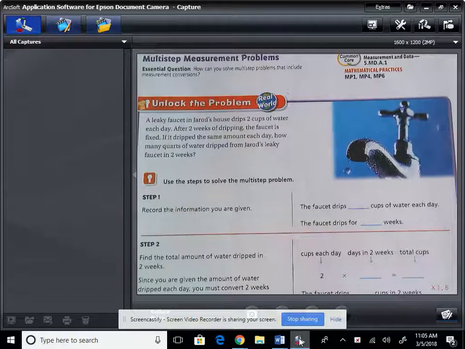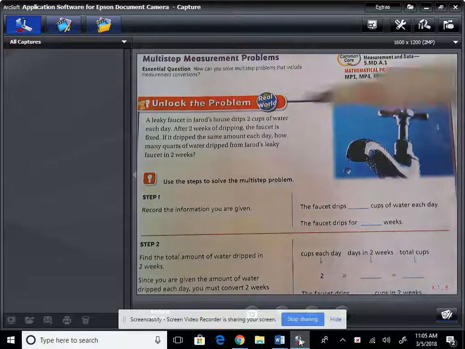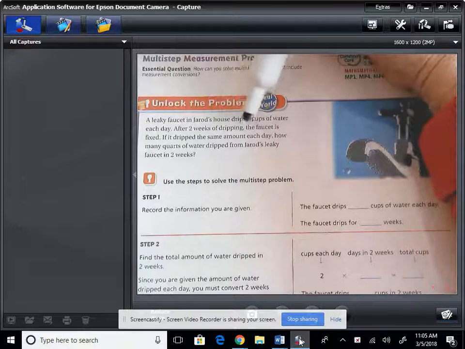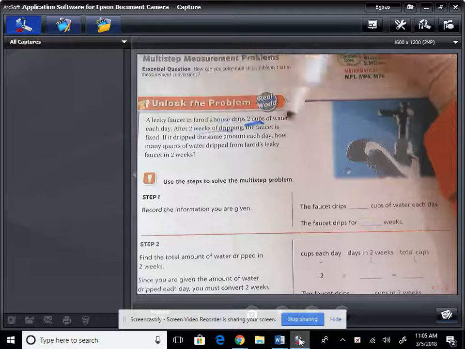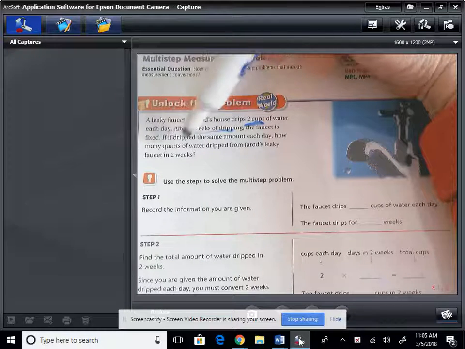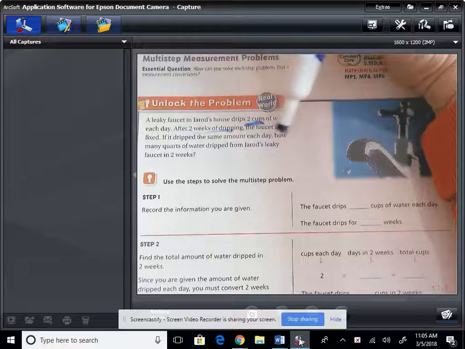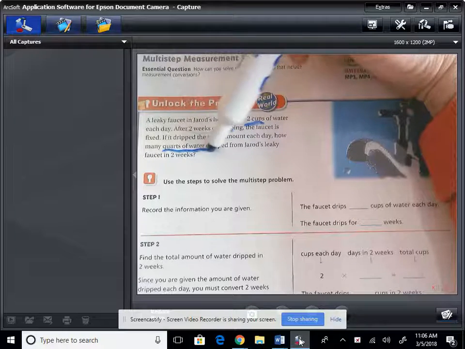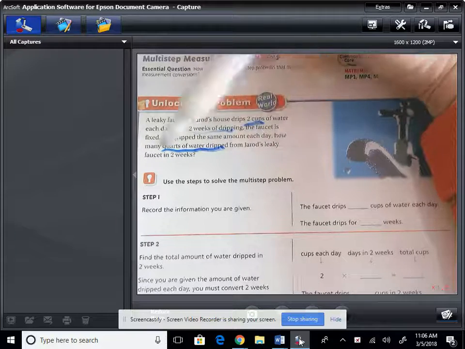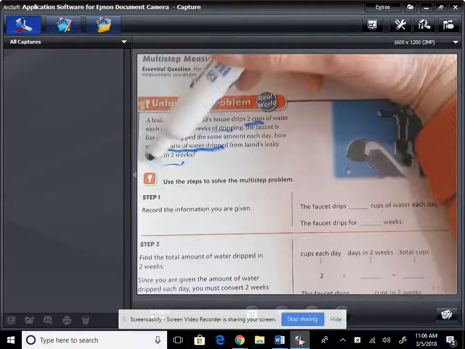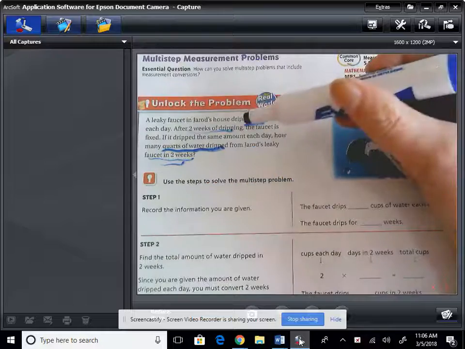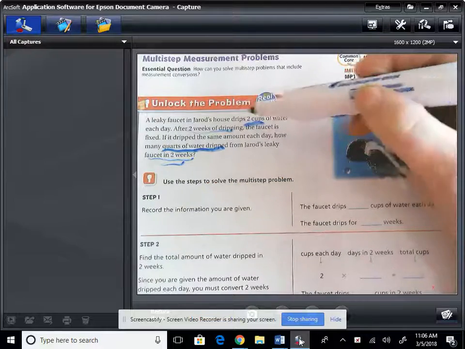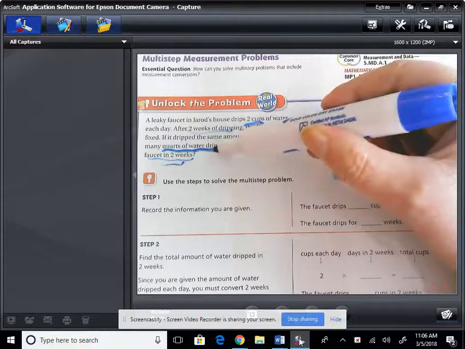All right, so a leaky faucet in Jared's house drips 2 cups of water every day. After 2 weeks of dripping, the faucet is fixed. If it dripped the same amount each day, how many quarts dripped from Jared's leaky faucet in 2 weeks? All right, so I know I've got to first figure out how much there was in 2 weeks, and then I have to convert my cups to quarts.